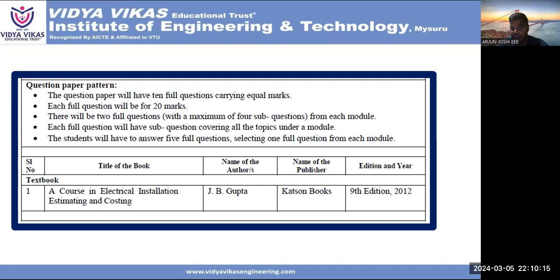The students will have to answer five full questions, selecting one full question from each module. Meaning for one module there are 2 full questions, 1 A B, 2 A B. You need to select either 1 A B or 2 A B. You are going to get 20 out of 20, 20 out of 20, into 5, 100 out of 100. So please concentrate to score out of it. Here, it is very easy to score. Try to score the maximum.